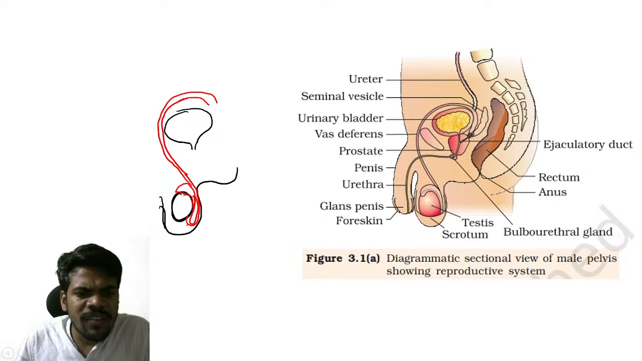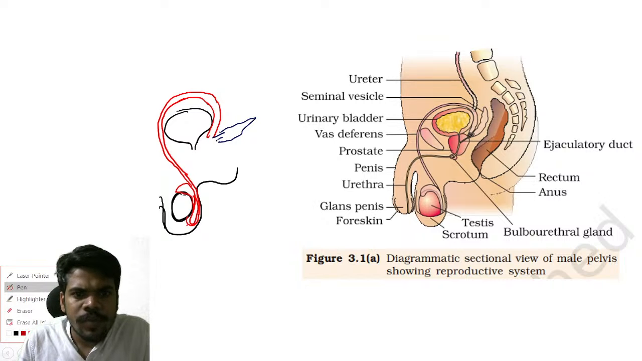Okay, and very important, please focus here. It loops over the urinary bladder and it collects a duct from what? It collects a duct from the seminal vesicles like this. Okay, and it enters into the prostate gland as the ejaculatory duct. So from the ejaculatory duct, this is what? Urethra.